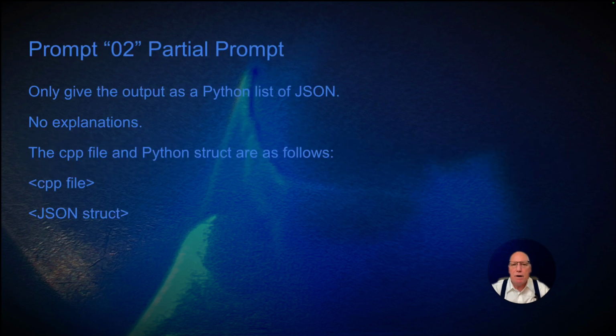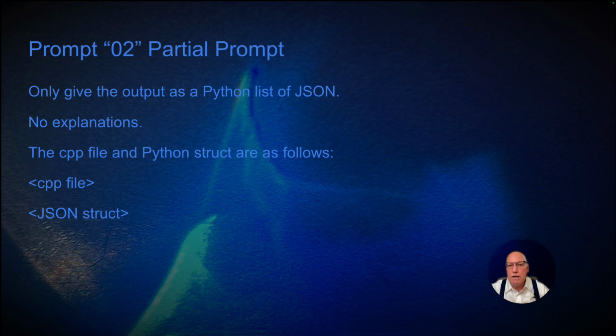Here is a portion of my second prompt. So these are the instructions to the LLM. I tell it, only give the output as a Python list of JSON. As of the November 2nd preview version, OpenAI updated GPT-4 to produce JSON as output.